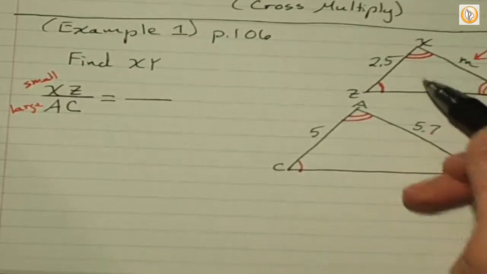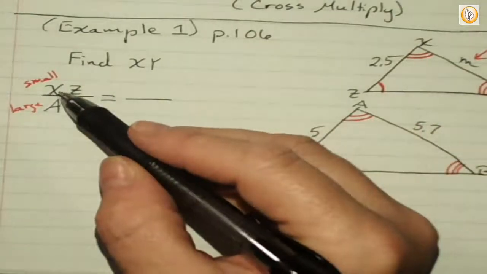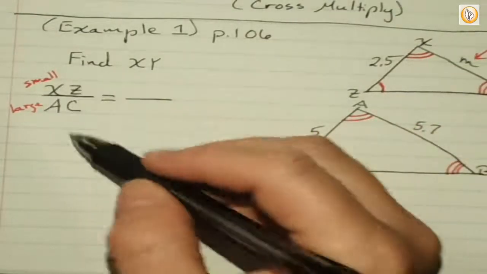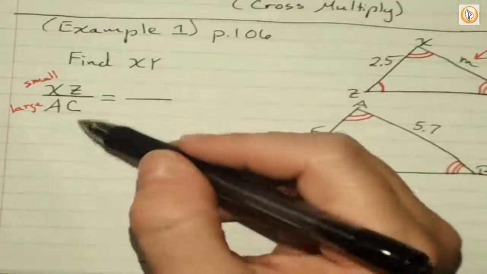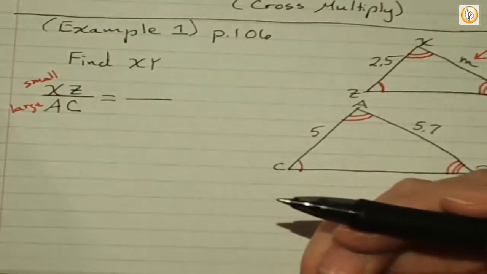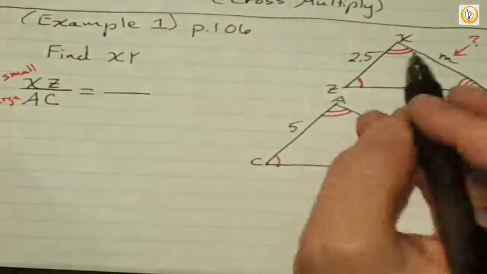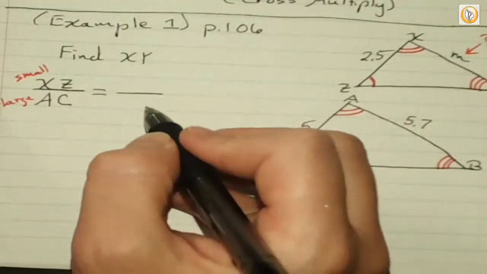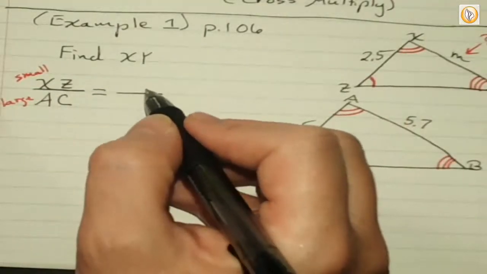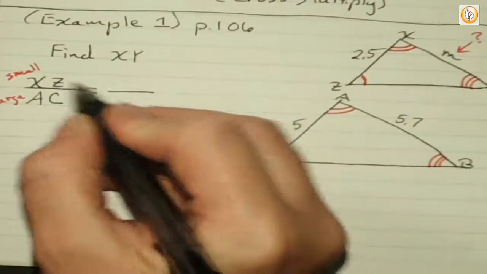So, do y'all see where I'm going so far with this? My first ratio, I'm putting the small on top and the large on the bottom. You could put the large on top and the small on bottom. It doesn't matter. But it does matter where you put this. So we're looking for XY. Do I put it on the top or bottom? Does anyone remember? Top. That's right. Why do I put it on the top? Because the top is small.